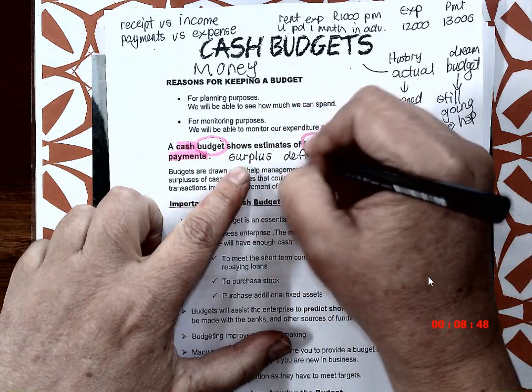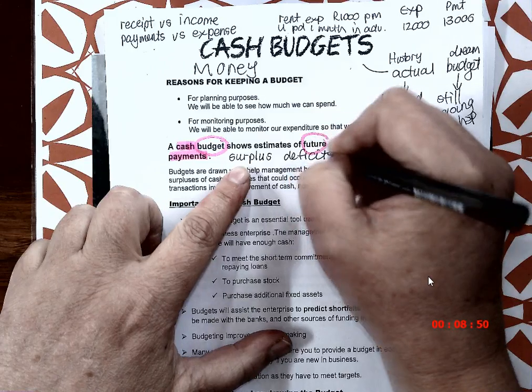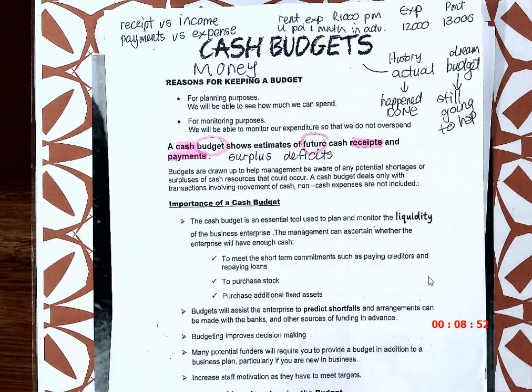In other words, if I receive more money than I spend, I have a surplus of funds. If I spend more money than I received, I have a deficit. Okay? Everybody fine still? It's important that you know this terminology. Okay? Now, that's the first thing.